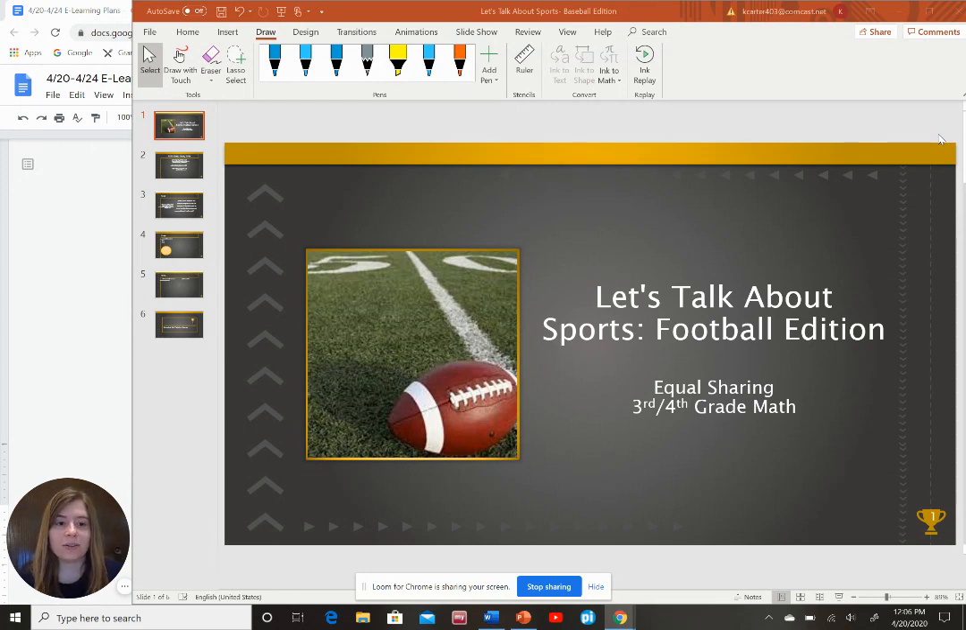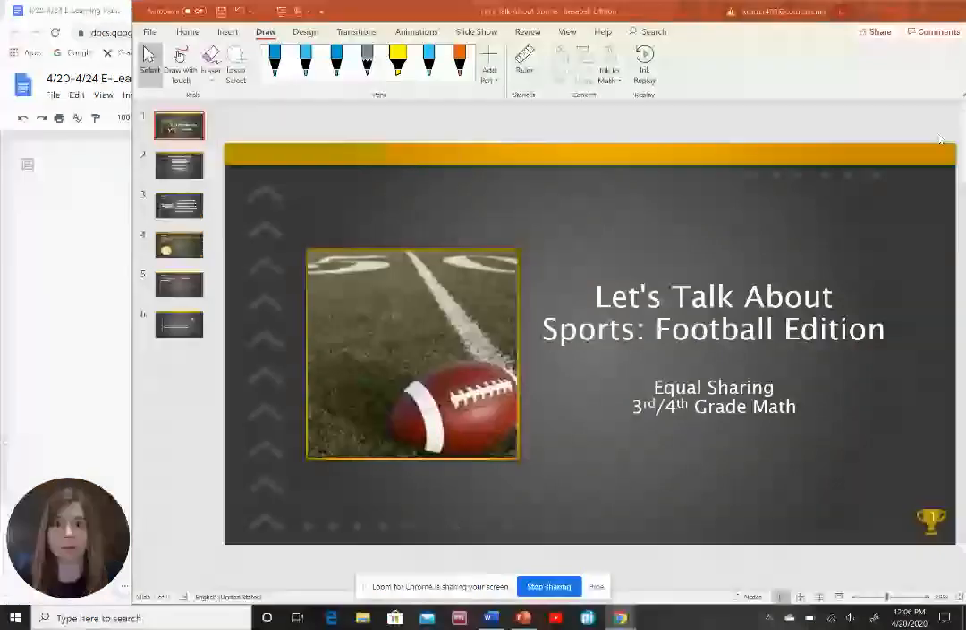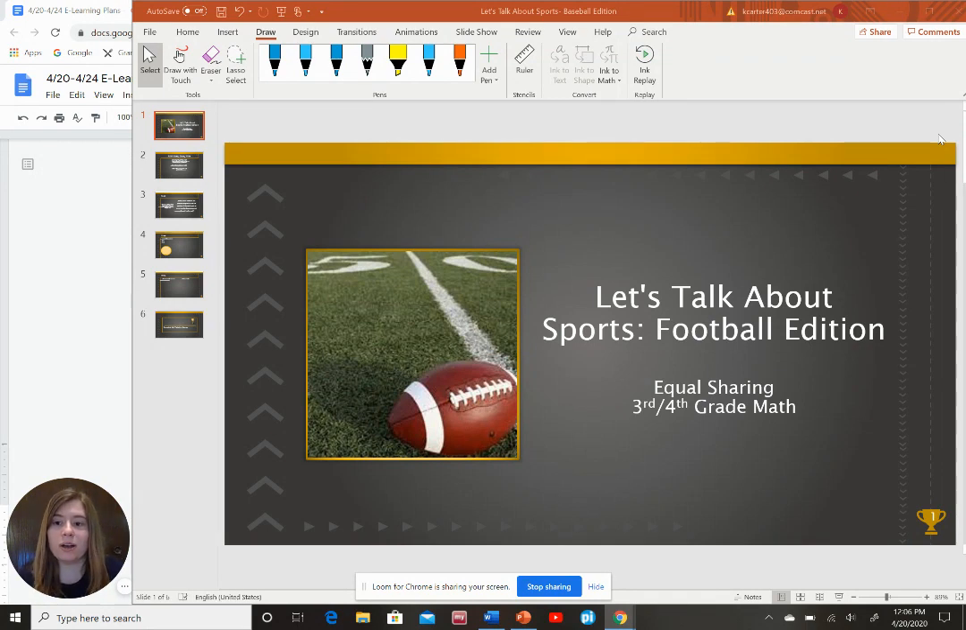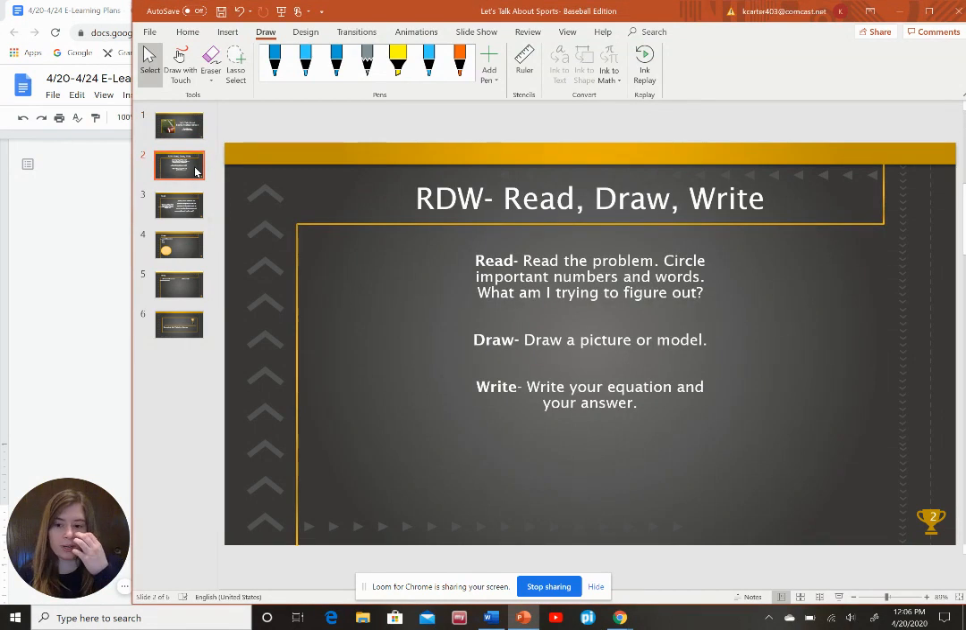So today we are going to look at a football problem, and we are going to continue using our RDW, or read, draw, write strategy. So I'm going to give you a quick reminder about those 3 steps. When we use RDW, we first read the problem, we circle the important parts of it, and we try to make a game plan about what we are going to do to solve the problem.